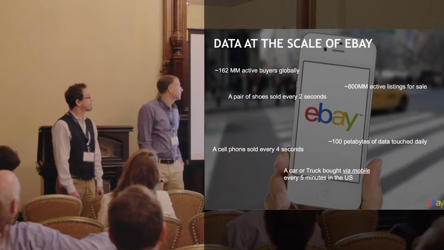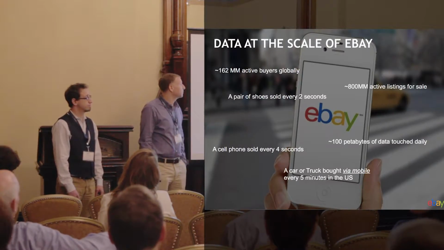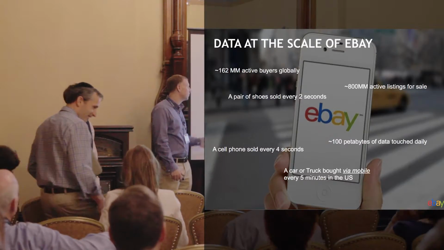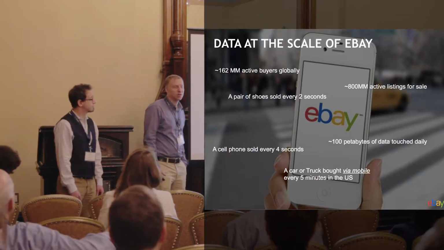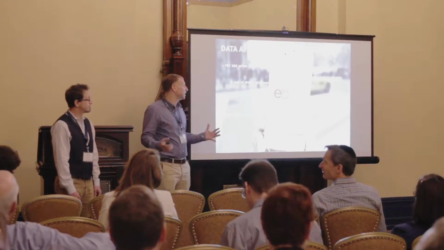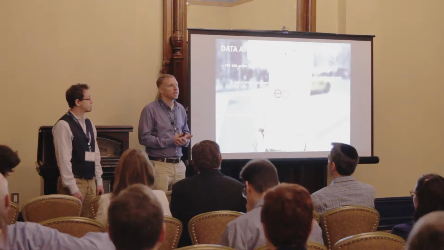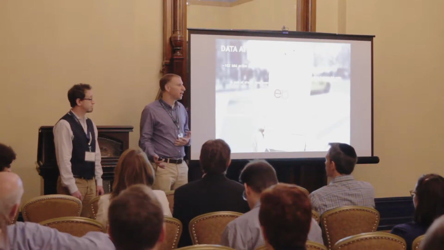So some of the facts at eBay: 162 million active customers globally. We have 800 million active listings on the site. Cell phones sold every 4 seconds on eBay. So as I mentioned, when you're at a data-driven company and you know that your audience is going to be looking mostly at quantitative data, you have to find a way to balance that.